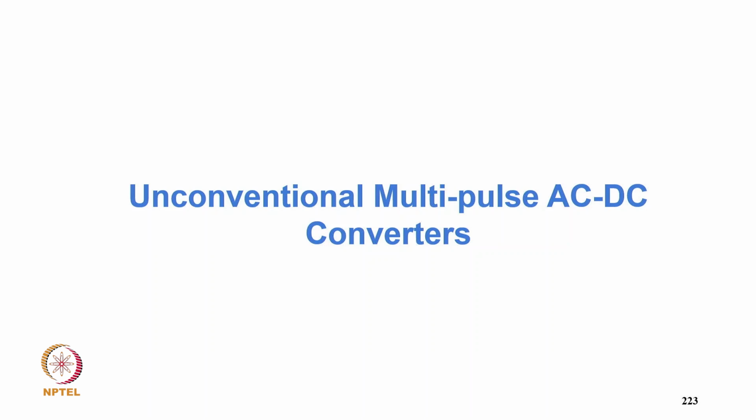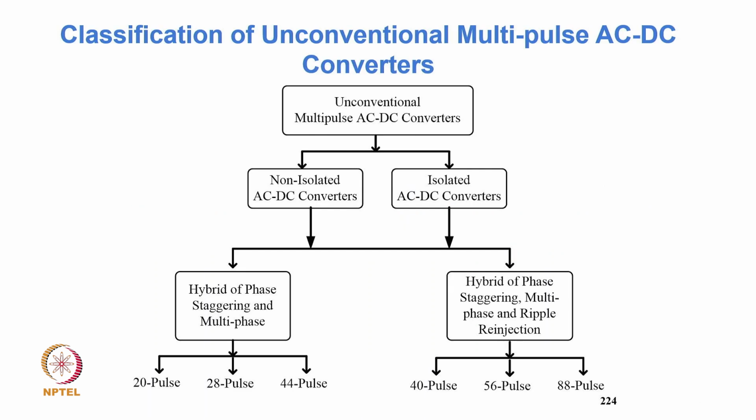Now coming to the unconventional multipulse converter. Unconventional means they are not multiples of 6 like the common ones. So in that case we convert, typically, an unconventional multiphase is like a non-isolated, hybrid of phase staggering and multipulse for deriving 12 pulse, 28 pulse, 44 pulse. We convert 3 phase to 5 phase, and then 5 phase gives a 10 pulse, another phase is staggered to give another 10, so total becomes 20 pulse. Similarly 3 phase is converted to 7 phase, and from 7 phase one set gives 14 pulse, another set 14 pulse, and it becomes 28 pulse.